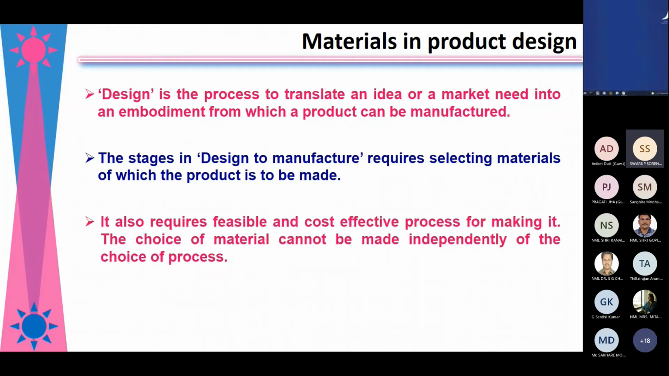It also requires a feasible and cost-effective process for making it. The choice of material cannot be made independently of the choice of process. That means if we choose a material, we may say that ceramics have very high strength, but we cannot roll it, or we cannot process ceramics the way we do it for metals. So the material and the process have to go hand in hand, and very carefully we have to choose.